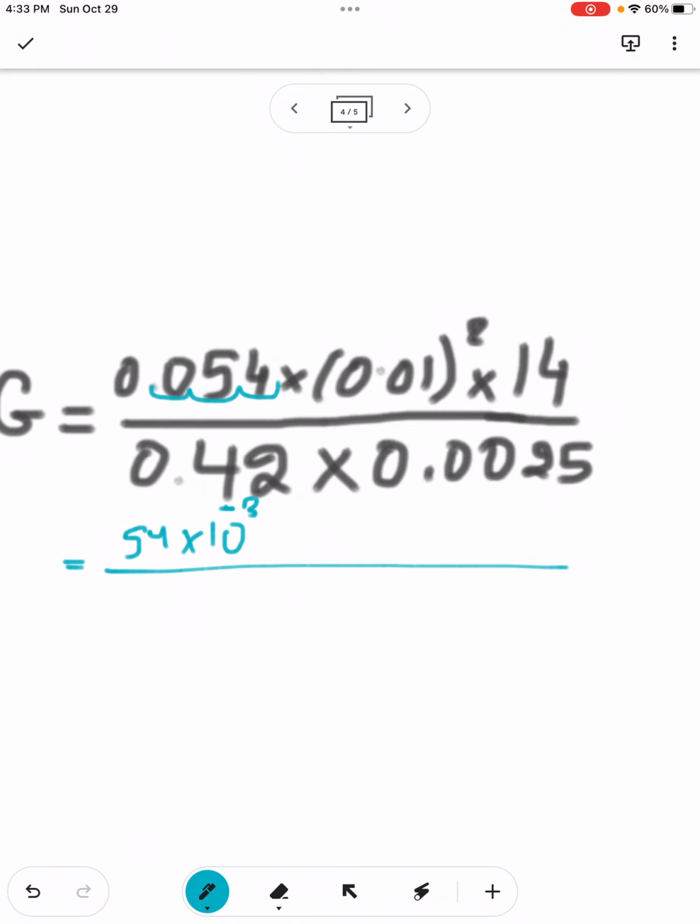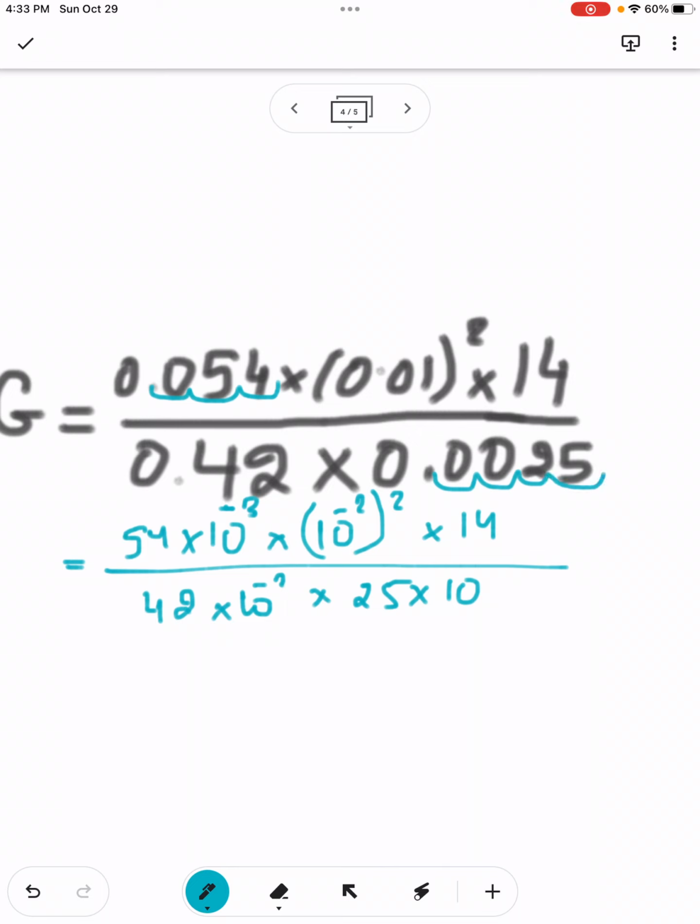So 0.054 can be written as 54 times 10 to the power minus 3 times 0.01 it's 10 power minus 2 all to the power 2 times 14. 0.42 42 times 10 power minus 2 times 25 times 10 to the power. كم مرة زحتها؟ مرة 2 3 4 so it's power minus 4. دايما وقت اللي بكبر النمبر بدي صغر الاكسبوننت اللي له. so خليني بس اهتم بال 10 power شي بالأول بعدين بكفي باقي النمبرز.